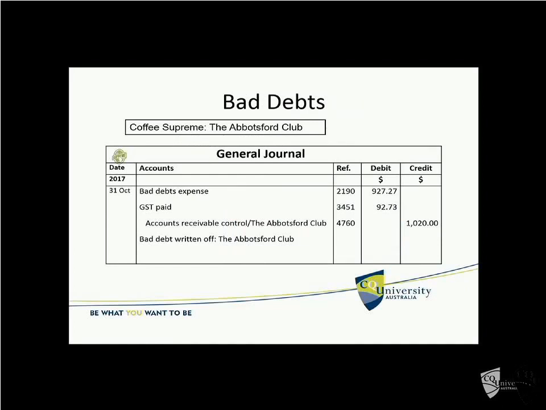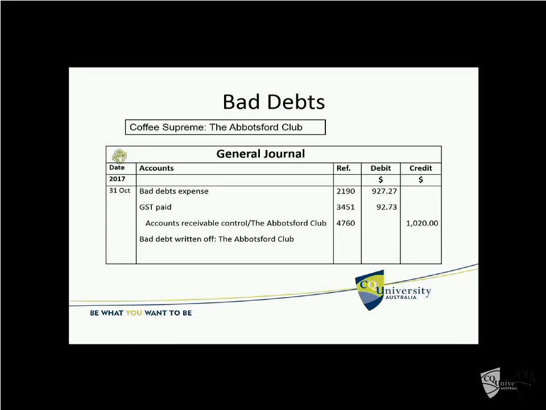So in this case, I've assumed the Abbotsford Club. This actually is a Coffee Supreme cafe, they own this cafe themselves, but I've just assumed it's owned by somebody else. It's east of Melbourne CBD, near the Yarra. I think I've got the right one. And I'm just assuming it's gone bust.